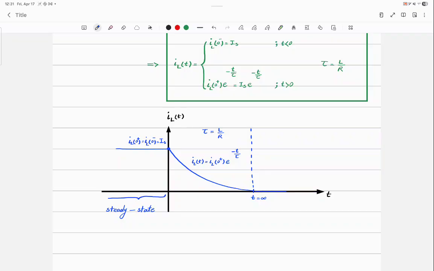Right? Because everything was steady, because it was in that situation for a long time. What do we call this part? Transient response. And what do we call this part? Again, steady state.